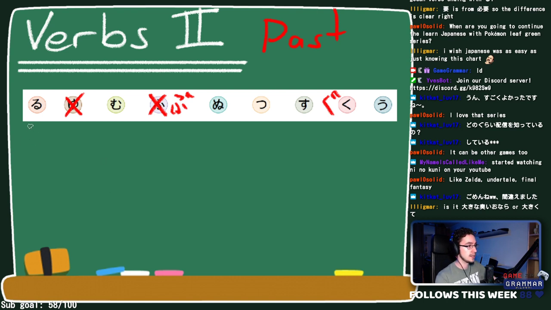All right, let's look at past tense. Here I'm just going to give you the pattern, and this is something you're gonna have to memorize. It's not that hard, but you will have to memorize this, okay? So for u, u will turn into small tsu and ta. So like tatsu will become tatta. So u becomes, I'll make it red, small tsu plus ta. Ku, okay, ku will become ita.